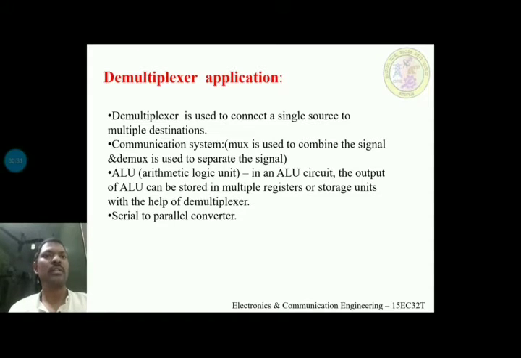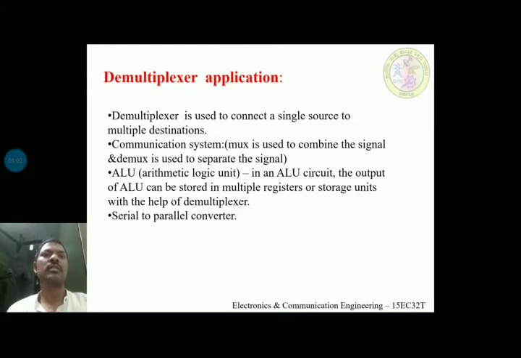First one is demultiplexer applications. A demultiplexer is used to connect a single source to multiple destinations. As you all know, the demux has one input and multiple outputs. Depending upon the select line input, the input is distributed to any one of the outputs. Because of this property of demux, we can control multiple destinations at one end by using a single source.